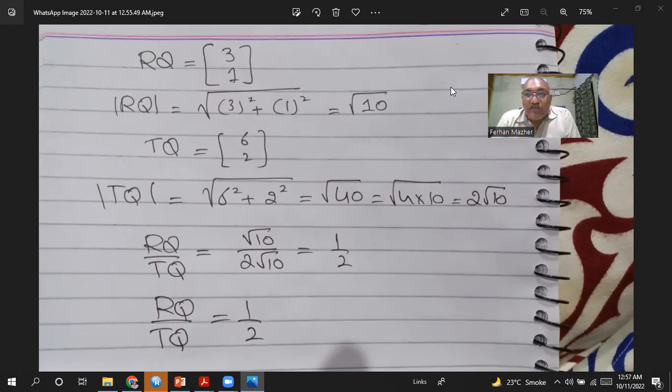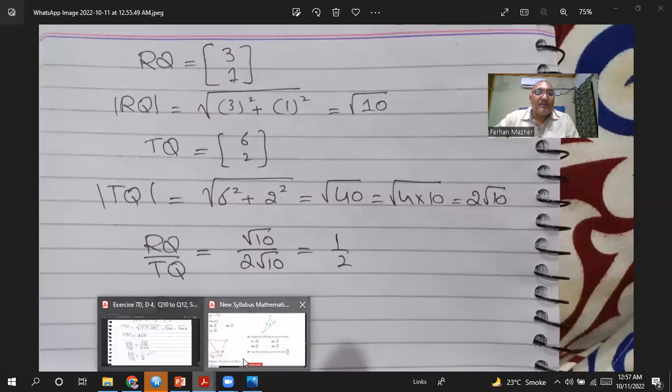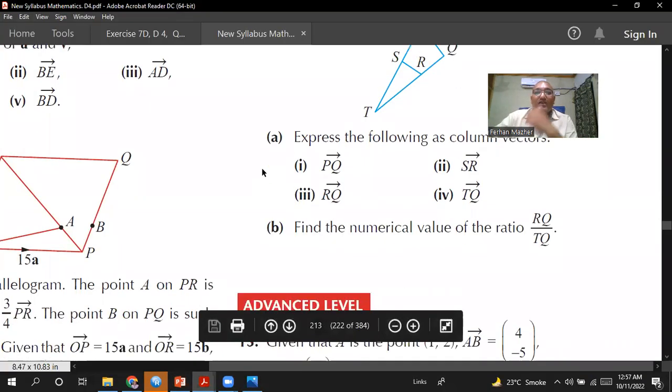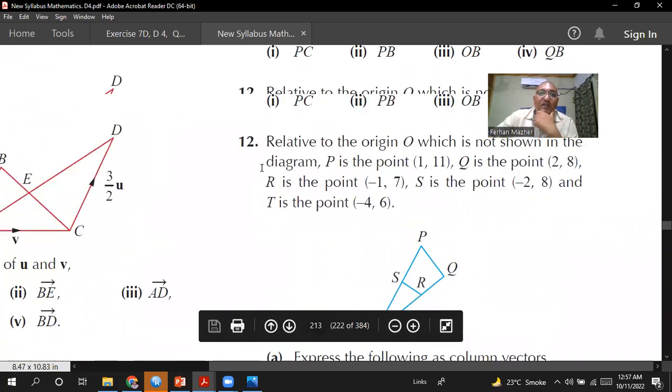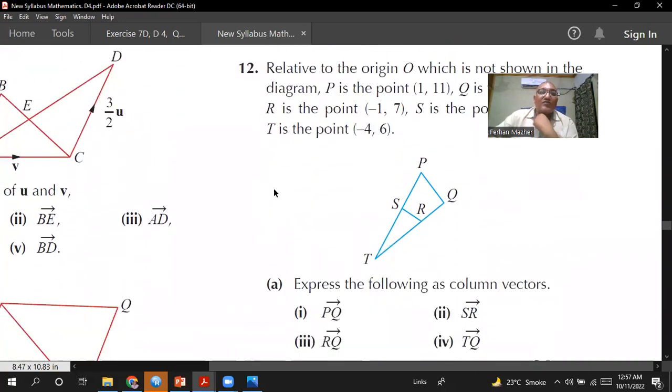So you want to find the ratio between the RQ and the TQ. So the RQ's magnitude is root 10, the TQ's magnitude is 2 root 10. So root 10 and root 10 will be cancelled. So you will have 1 by 2. So the RQ by TQ is equal to 1 by 2. So this is how you do the question number 12, and it's the last part. So we are done with the question number 12.